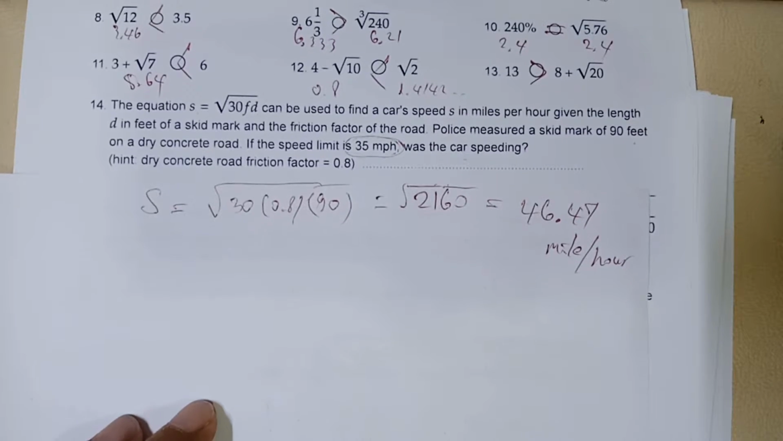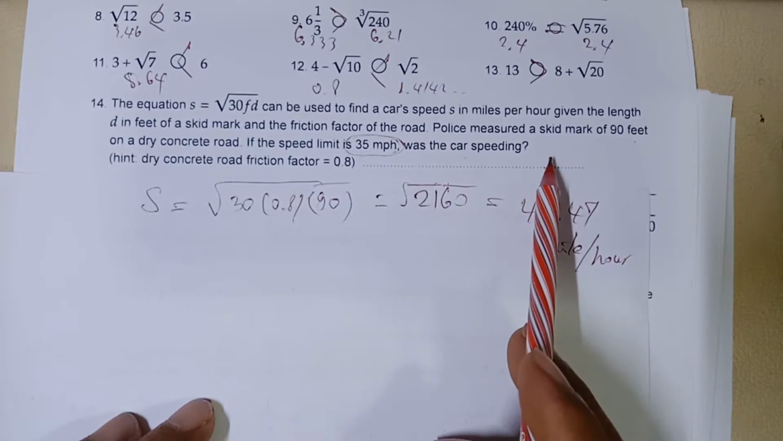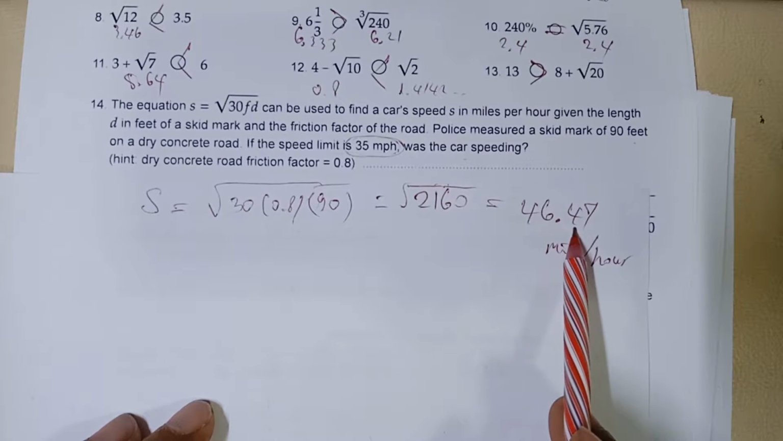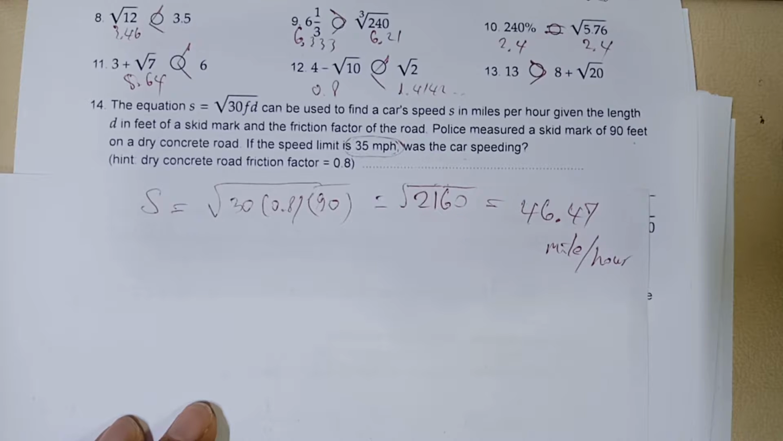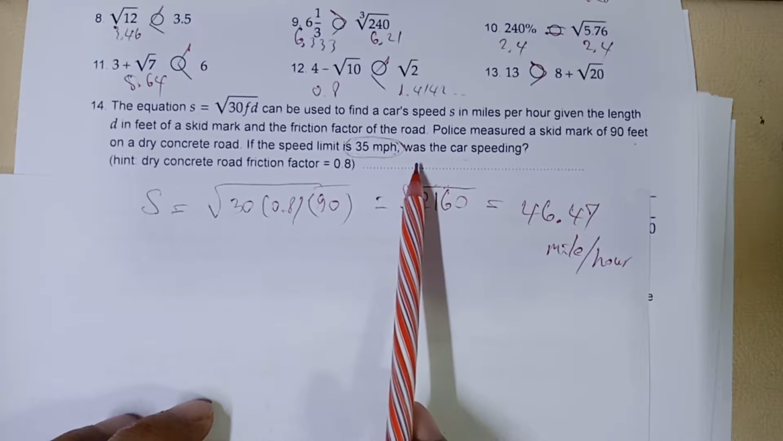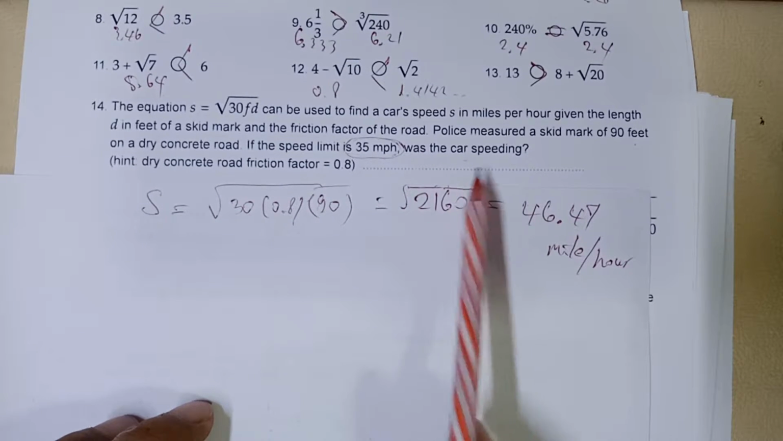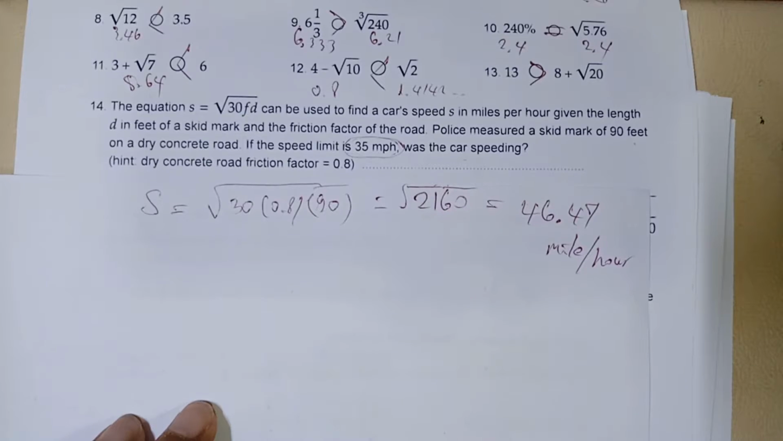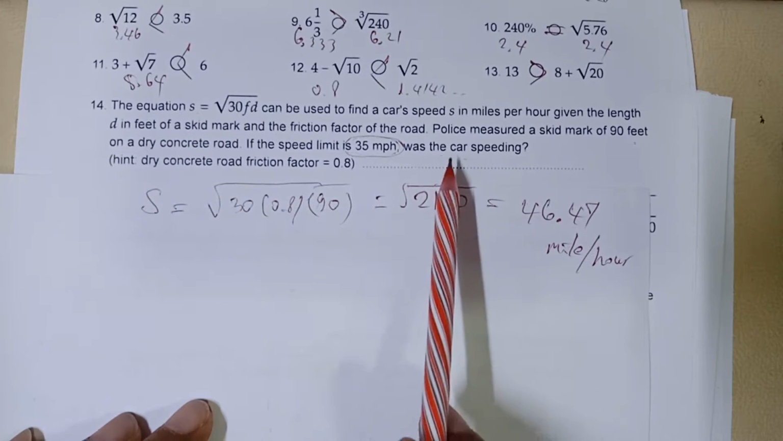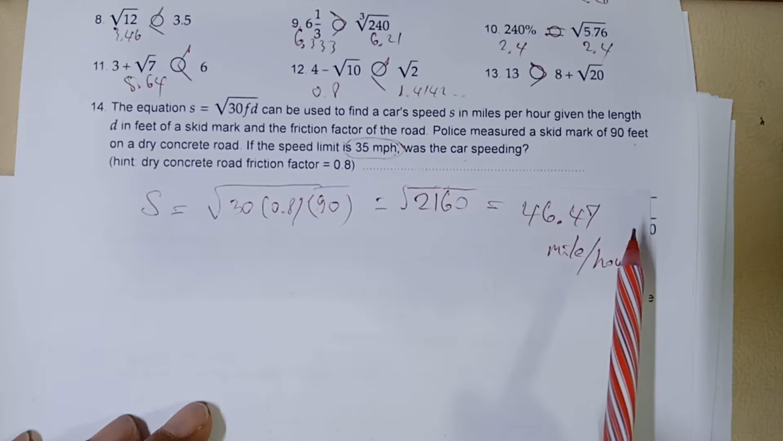So therefore, this is the speed limit, 35 miles per hour, and your speed when you're riding is 46. So obviously this is over speeding, which means that the car was speeding, it's driving above the speed limit. So to simply answer the question, you just say yes, the car was speeding. That's all.